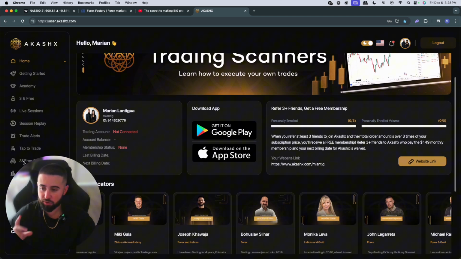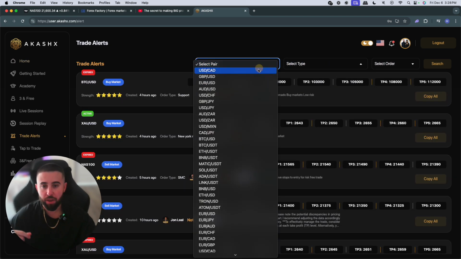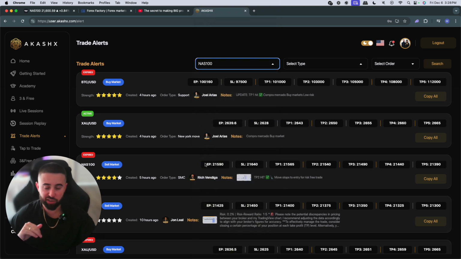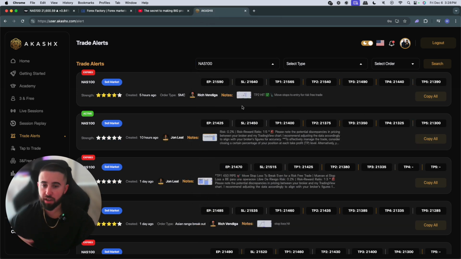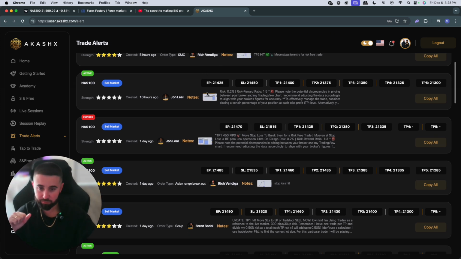So we're going to head over to the trade alerts section here and filter this for NAS 100. For those that don't know, I pretty much exclusively trade NAS 100. It has become my signature pair that I've pretty much mastered to this point and continue to improve on. And this week, we took a total of about 5 trades. One of them was on the live session, and the other 4 were trade alerts sent directly on the app right here. And we won 4 and lost 1 trade.